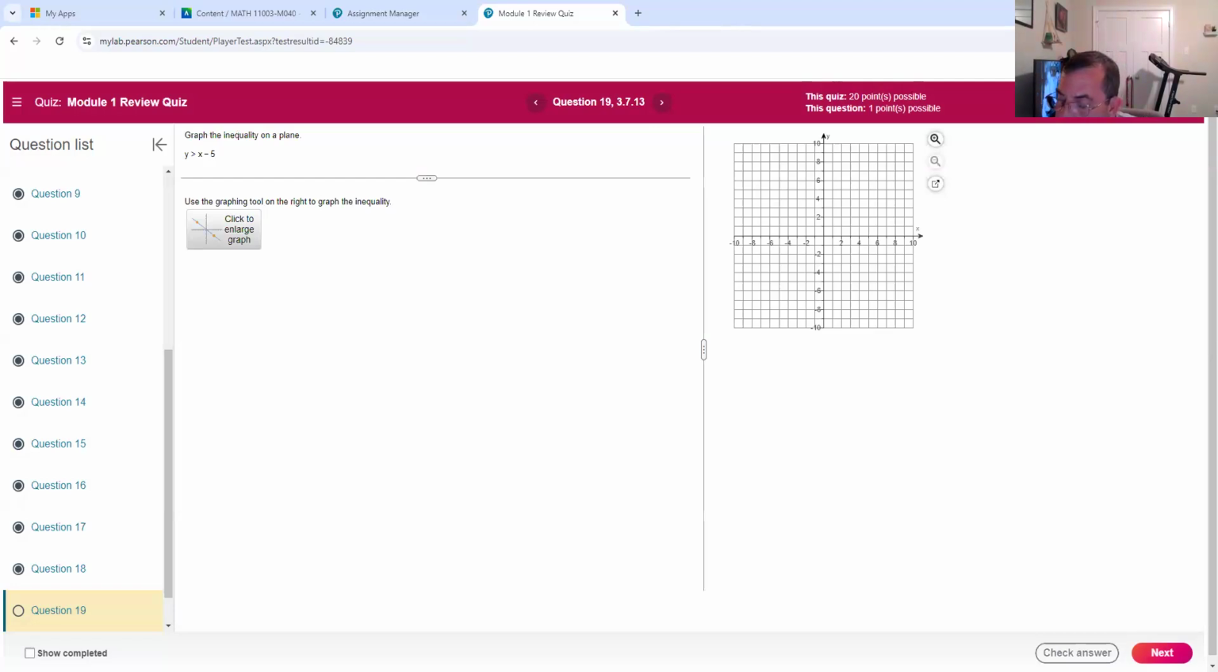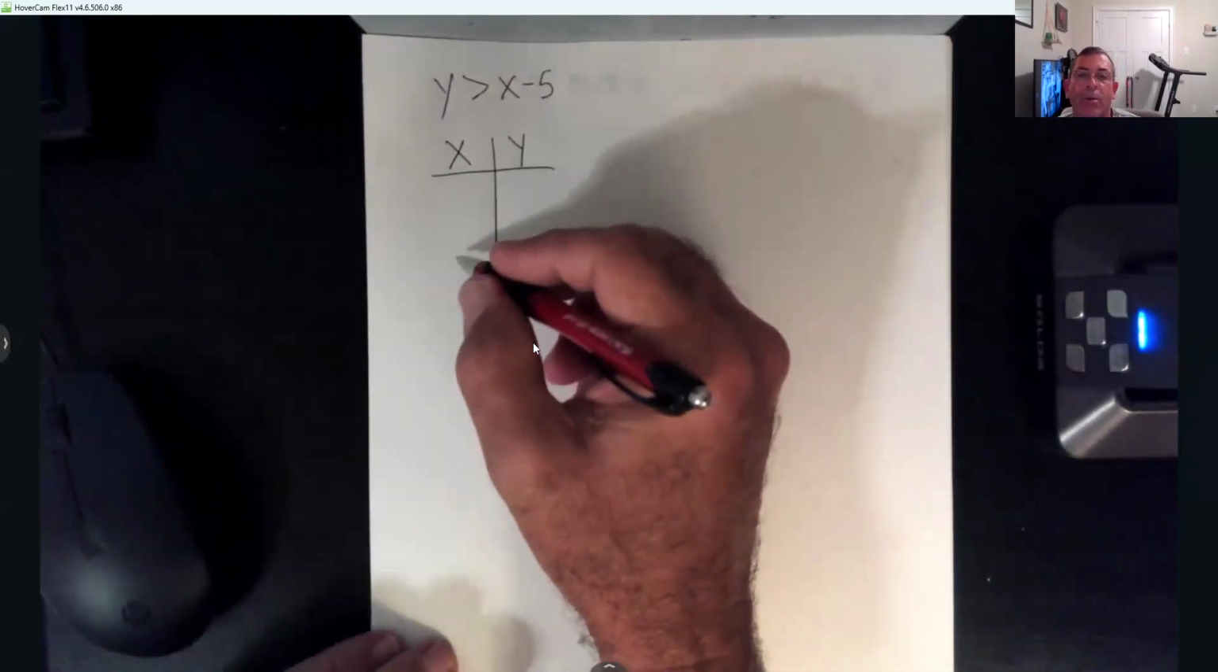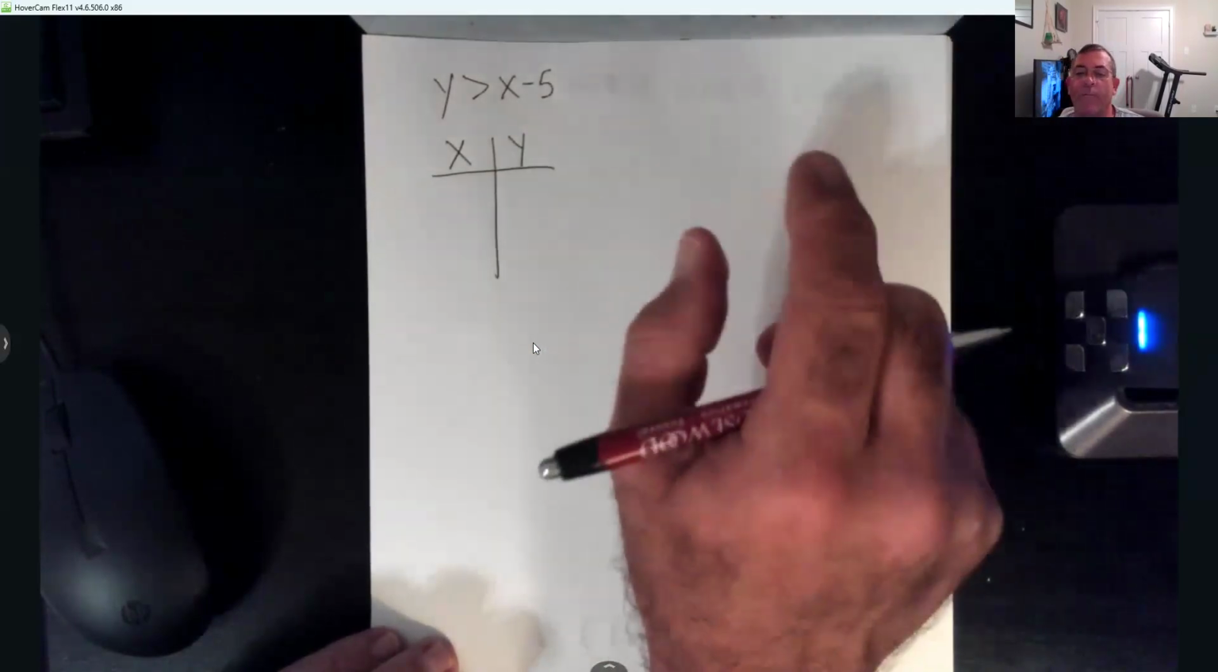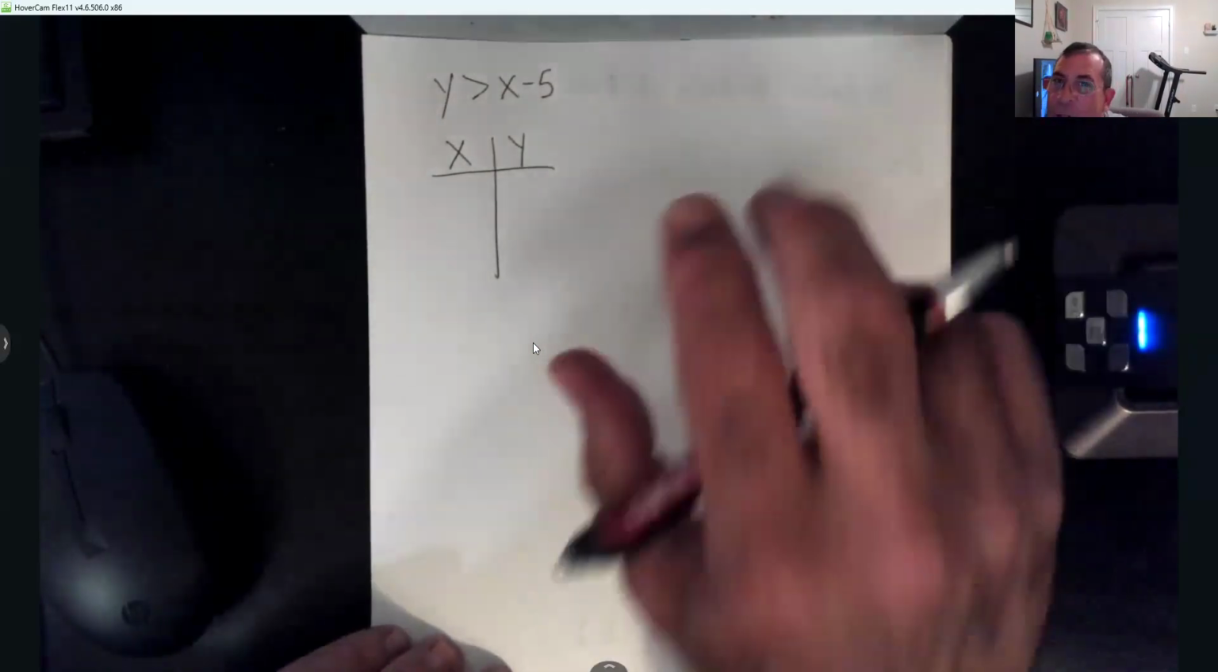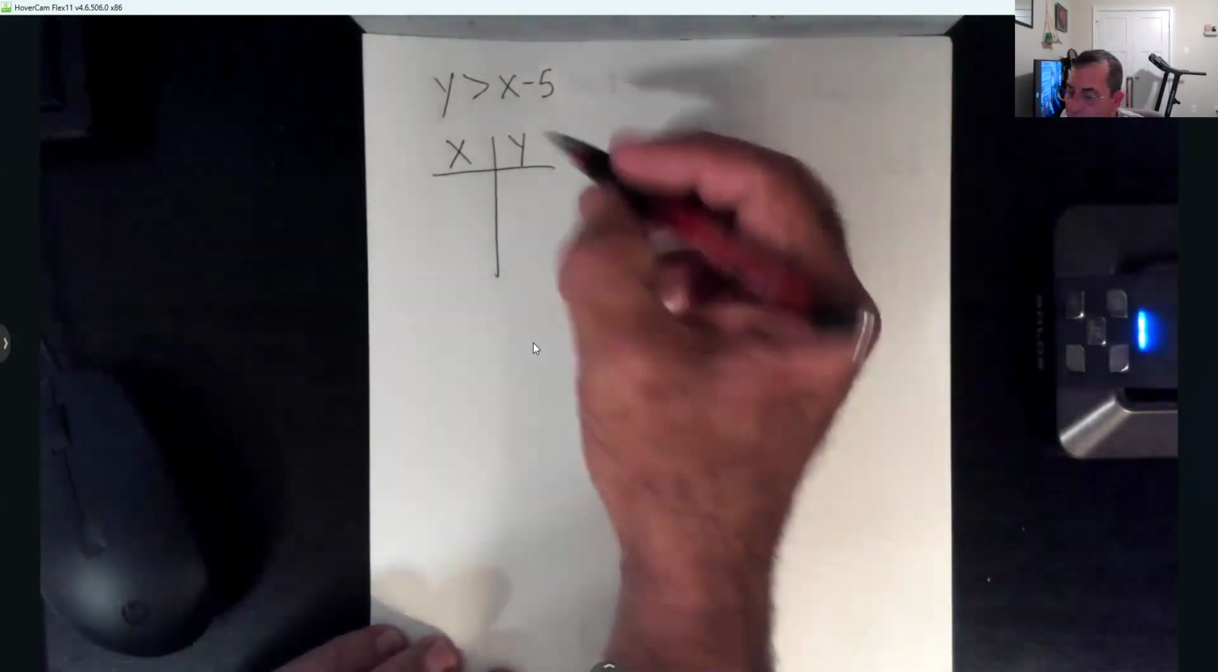All right, y'all, y greater than x minus 5. I'm going to do it by hand. It's not bad to do by hand. So let me go to my pad. And really, to do it by hand, to start off with, I just need two x values. Once we graph it, we'll figure out what kind of line we're going to do and whether we're going to shade above or below.